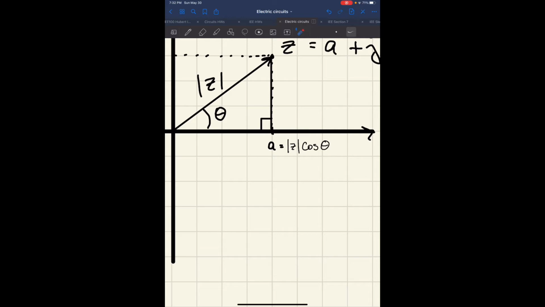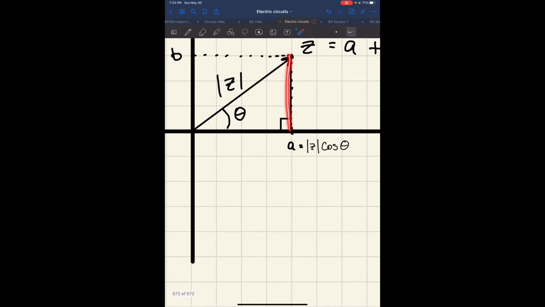Alternatively, if this is not completely obvious to you, if you remember trigonometry, use the mnemonic SOHCAHTOA, right? Think cosine of theta. Cosine is adjacent over hypotenuse. So it's going to be a over magnitude z, right? So if I solve for a, I just multiply both sides by magnitude z, and I get exactly this equation. It's basically a variation of the SOHCAHTOA equation.